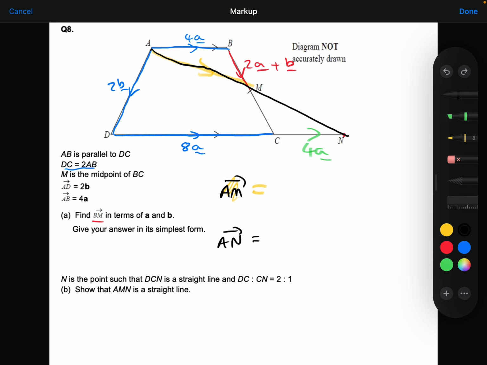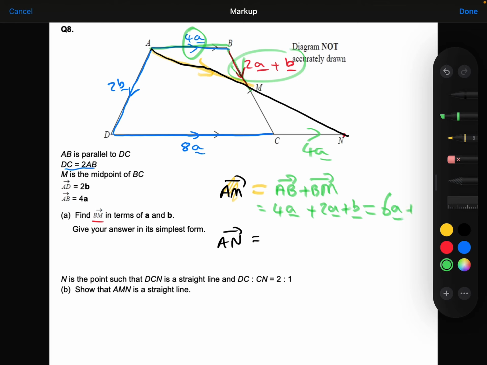So A to M, first of all. For that, I'm going to go from A to B plus B to M. The A to B is just 4a. The B to M we worked out in the first part of the question was 2a plus b. So this can be simplified to 6a plus b. So that's my vector from A to M.